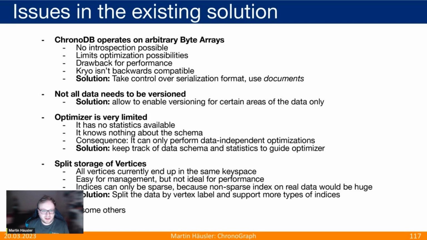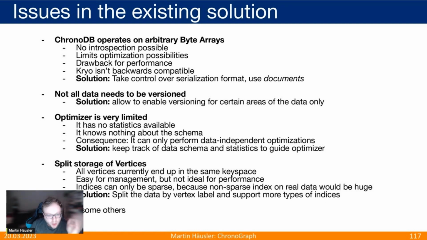The solution is, of course, to take control over the serialization format, and I'm going to use documents, and I'm going to show you a little bit more about that in a moment. The second problem is that not all data needs to be versioned. There will be some data that needs version control and some data that doesn't. But still, you want to use the same database system for both. ChronoDB cannot do this. ChronoDB simply versions everything by default, and you cannot turn that off. In the new solution that I'm thinking about at the moment, there will be areas of the data which are versioned and areas of the data which are not. So they act like a normal graph, essentially.